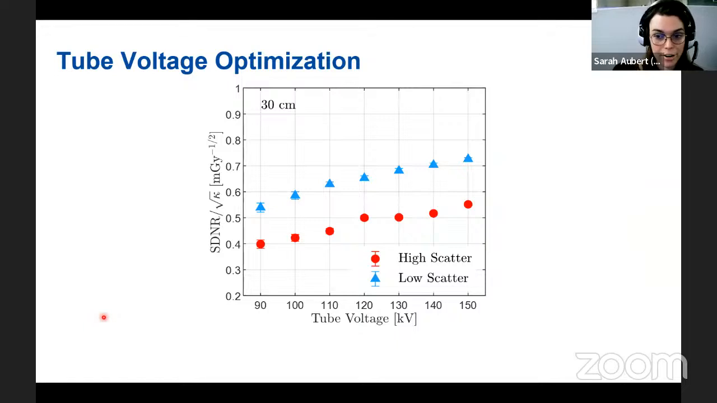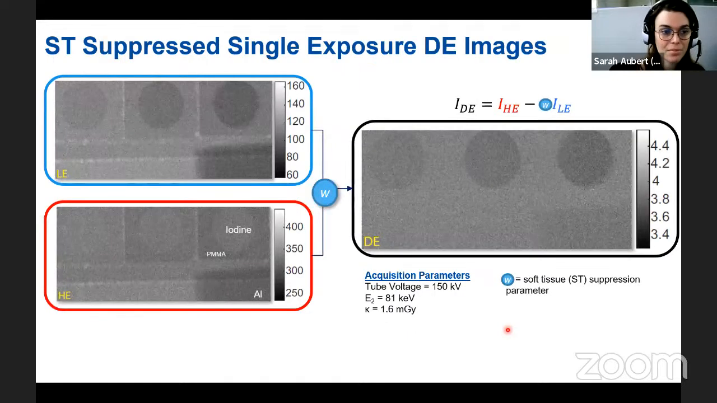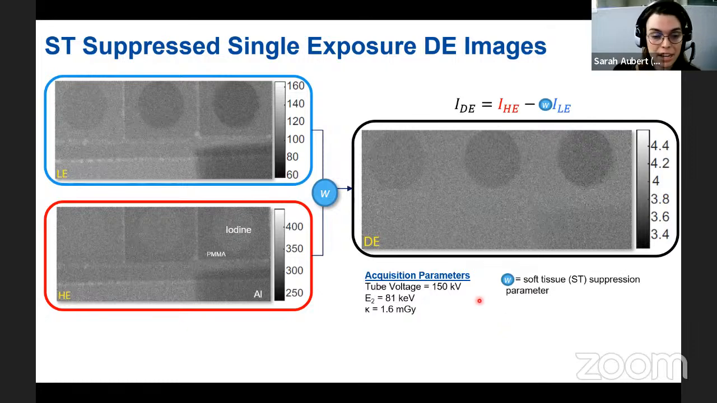We then took our energy threshold optimized signal difference to noise ratios, shown here, and plotted them as a function of tube voltage to determine the optimal tube voltage. And it was found that SDNR increased approximately monotonically with tube voltage up to 150 kV for both low and high scatter conditions for both phantom thicknesses. So in this study, we've demonstrated that it is feasible to use a single exposure photon counting approach to suppress soft tissue. And here we have an example of what that would look like.